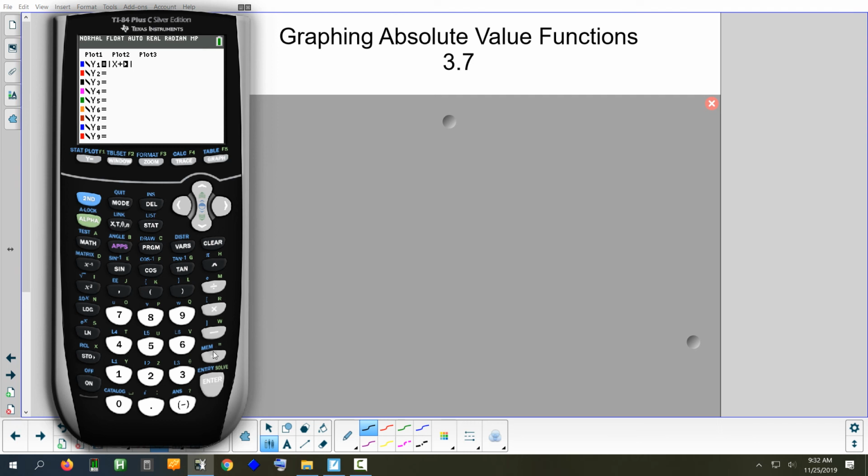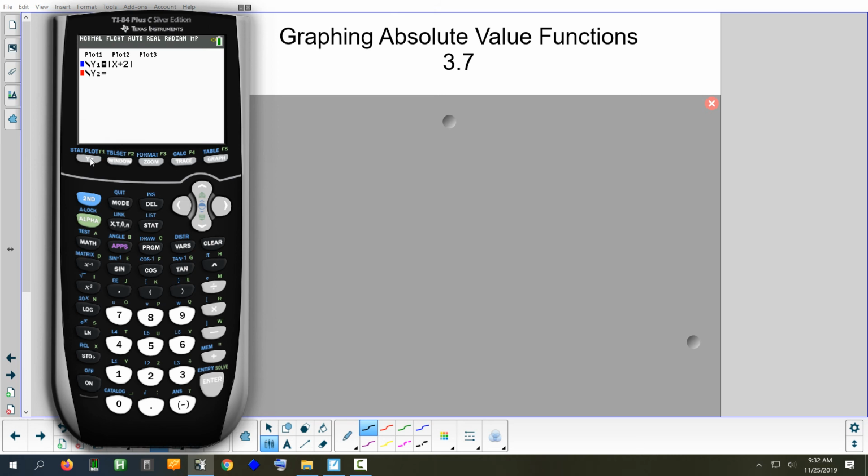Now let's do a +2 inside. Anybody notice what happened this time? It goes to the left. Originally the V shape was right here, and it went left 2. So depending on where you put a plus or a minus, you can move it up, down, left, or right.